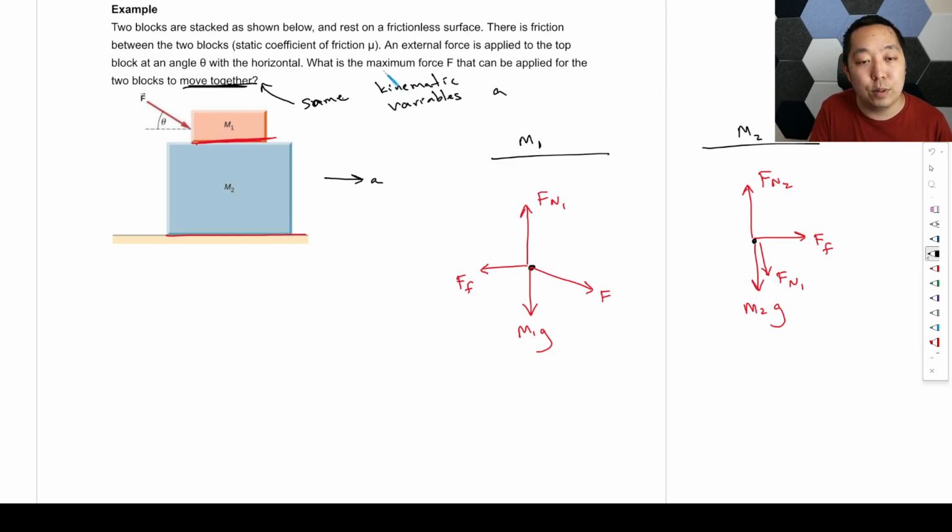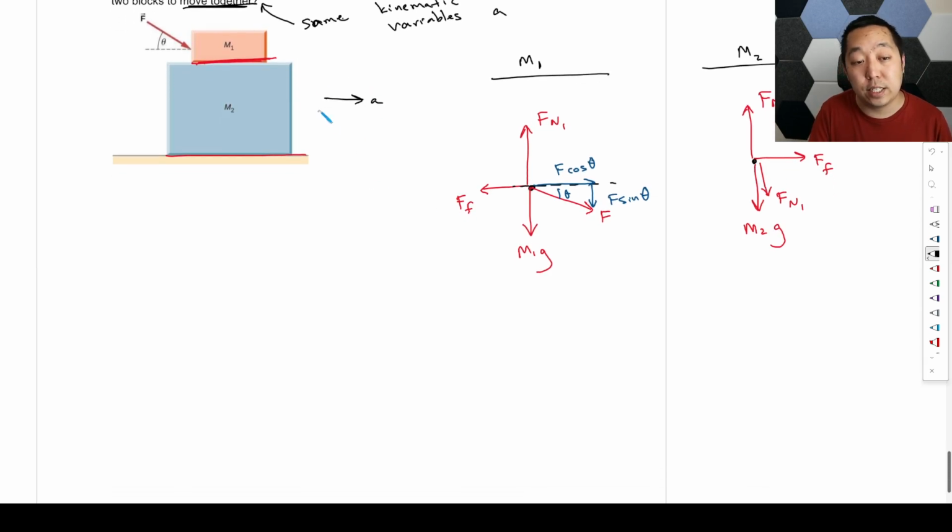Now we want the maximum friction force that we can apply, which means we do need to continue our process here. So this angle is theta. This is F cosine theta. This is F sine theta. Okay, and now let's do net force equals ma. The acceleration is to the right. It's not 0. So for M1, in the x direction, we have F cosine theta to the right, we have frictional force to the left, and that's equal to M1 times a.